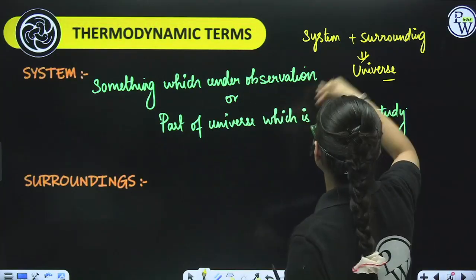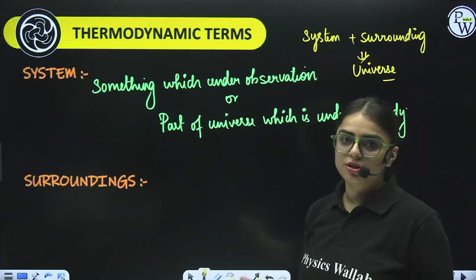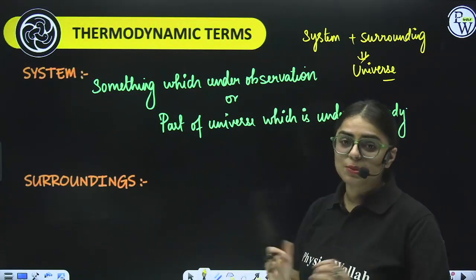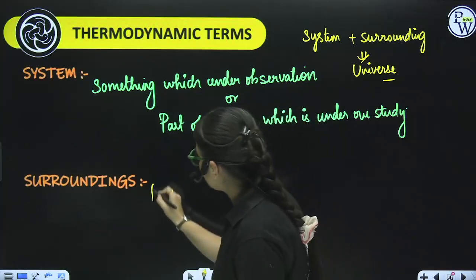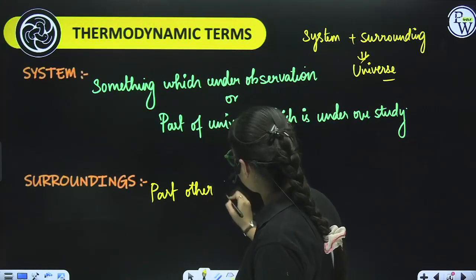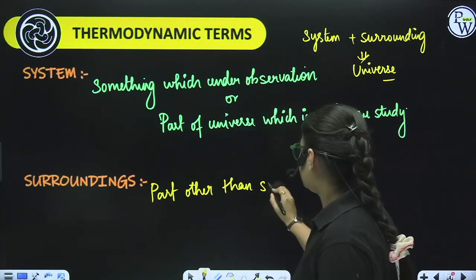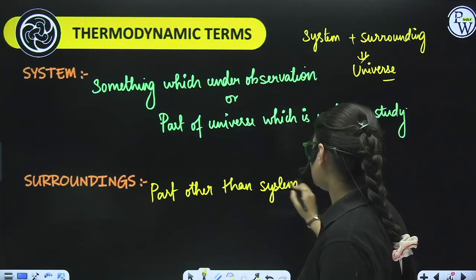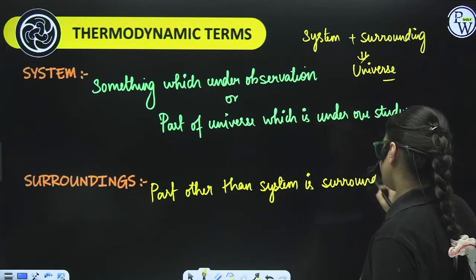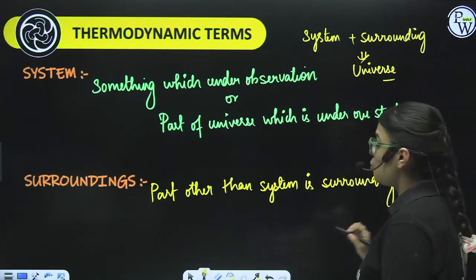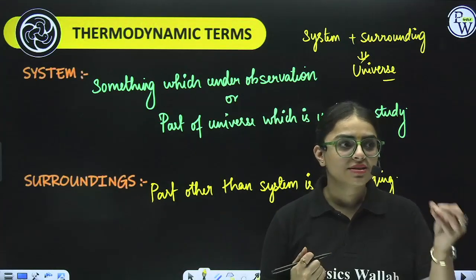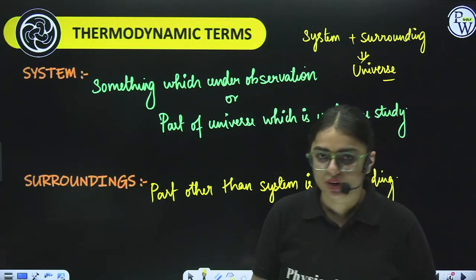So if you know what is system, what will be the surrounding? Surrounding will be universe minus system. So the part other than the system is basically the surrounding, right? Clear? So whensoever I refer to a term as system, you should know that this is the thing that is under our observation, right?